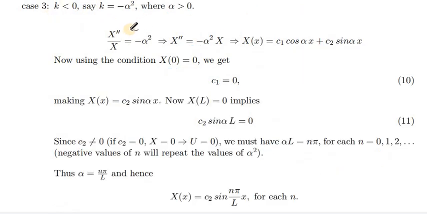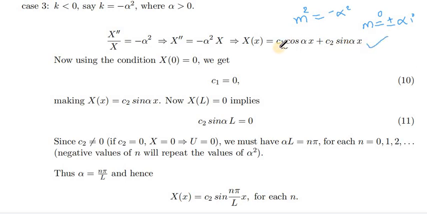The fruitful solution to the wave equation comes from the third case, that is k is negative. So you can put k equal to minus alpha square, where alpha is a positive number. So X double dash by X is equal to minus alpha square. That implies X double dash is equal to minus alpha square X, that is X double dash plus alpha square X is equal to 0. So the auxiliary equation becomes m square equal to minus alpha square, which gives m equal to plus or minus alpha times i, with real part 0. So the solution becomes X of x is equal to e raised to 0 x into c1 cos alpha x plus c2 sin alpha x.